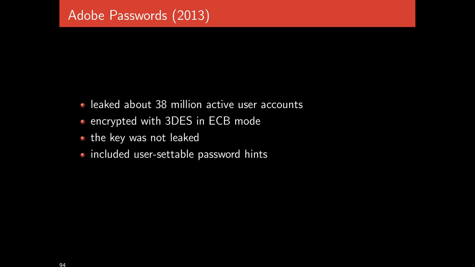Now, the true bizarre and beautiful aspect of this leak was that it included a user-settable password hint, meaning that not only would you know when two people had the same passwords, but you would see if two people had different hints that might reveal what that password is. And we have an exercise related to this that will come up in one of the homework exercises, where you'll be able to see examples of exactly this.